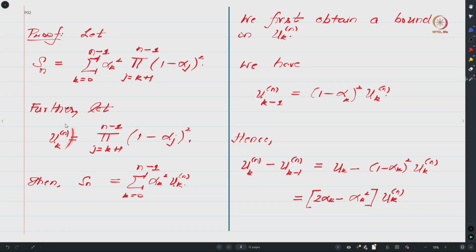With this notation one can see that Sn has the form summation k equals 0 to n minus 1 of alpha k square. Whatever we have over here I have written here, and this expression we have denoted as ukn, and hence I have stated it as ukn.